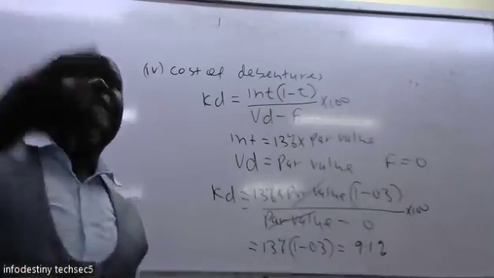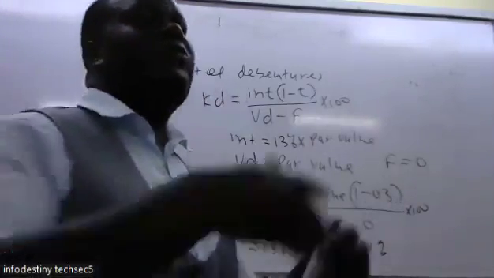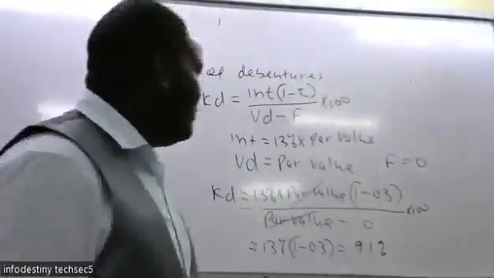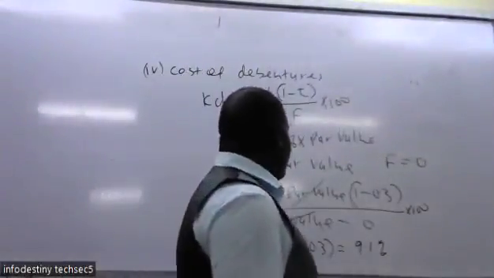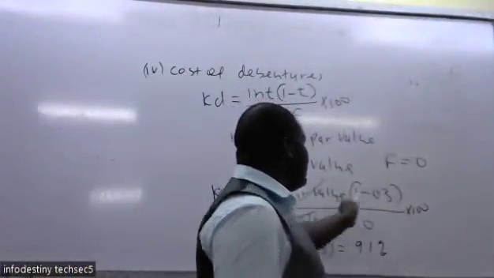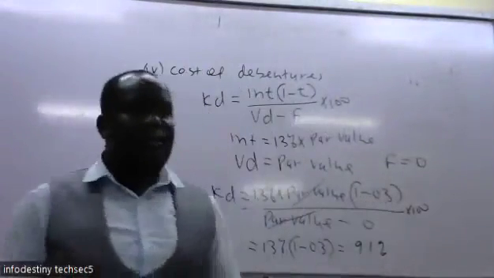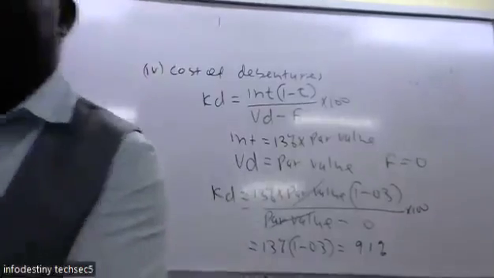Interest is calculated on the par value and it was also issued at par value. So the two par values will cancel off. We will only be left with 13%, but it must be after the tax. So that is now the cost of our debenture.